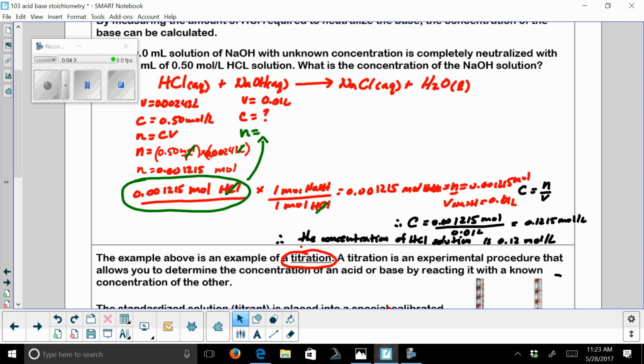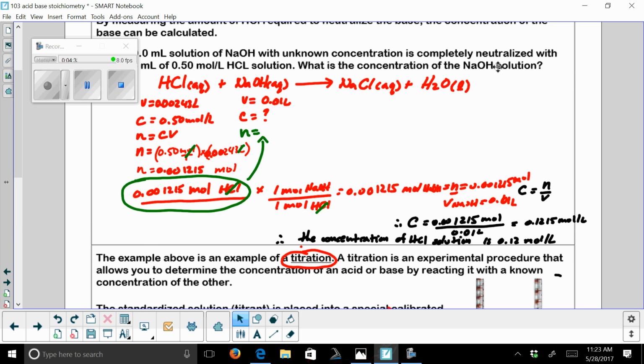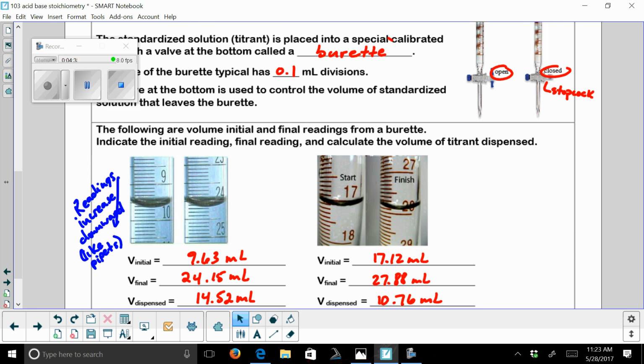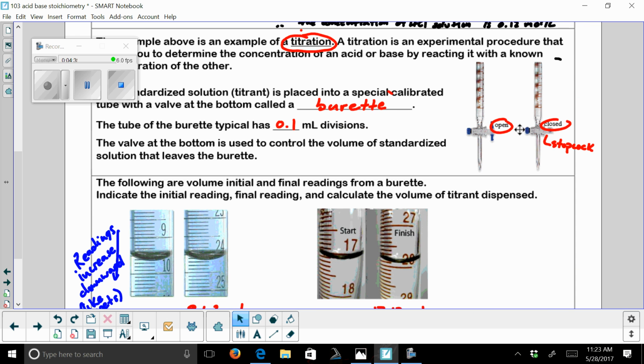Now, how do we actually add the acids or bases? To do that, we use a very precise way of measuring. It's called a burette. A burette is basically a glass tube, very similar to a pipette, but it has a valve at the bottom. The valve allows you to control the amount of fluid that you can add. This valve is called a stopcock. When the stopcock is parallel to the burette, it's open and allows the fluid to go out, and when it's perpendicular, sideways, it's closed.